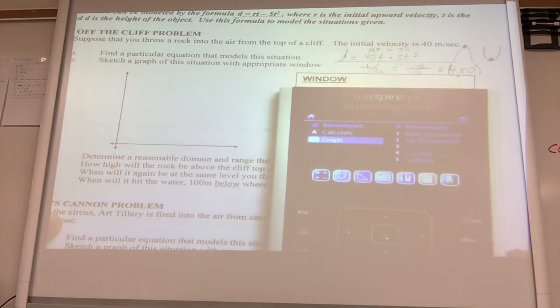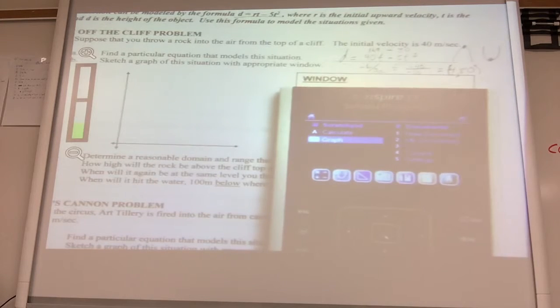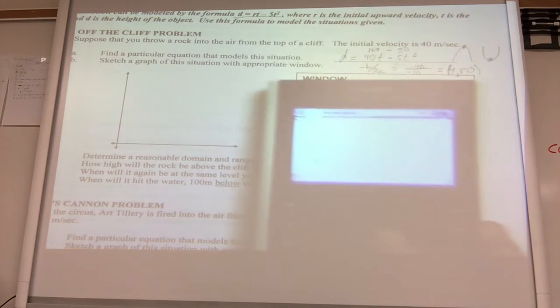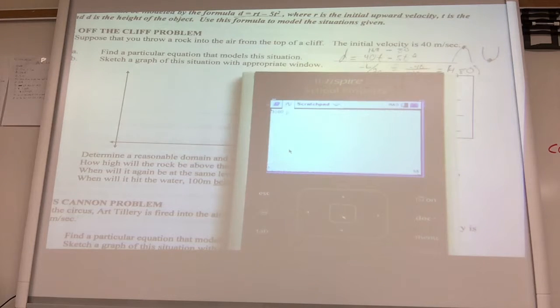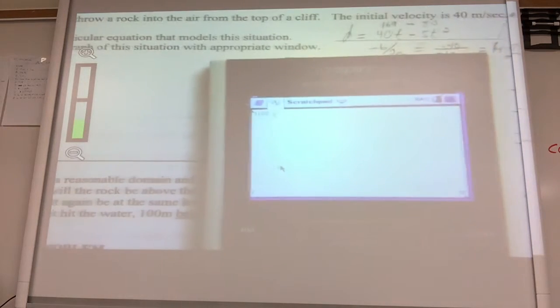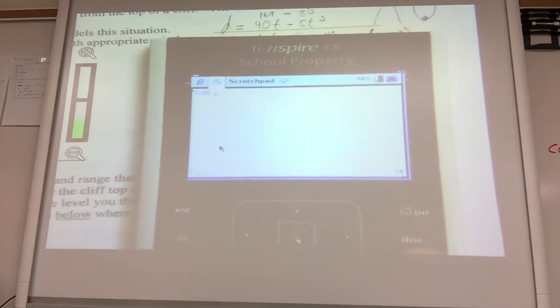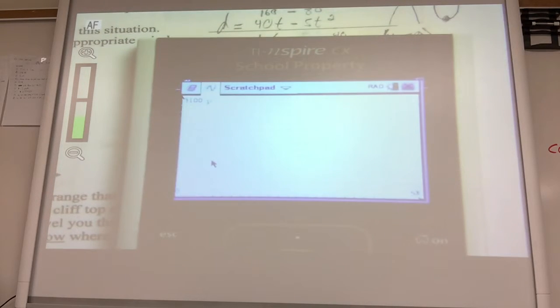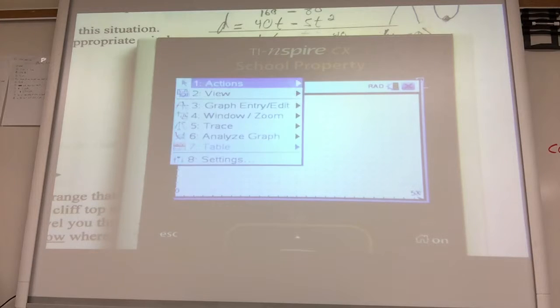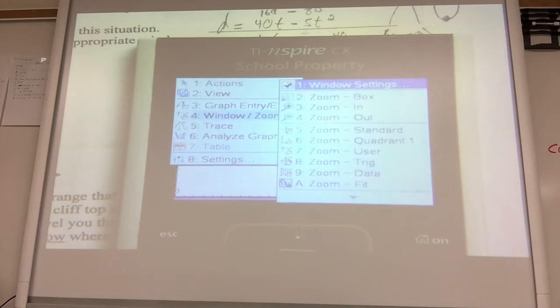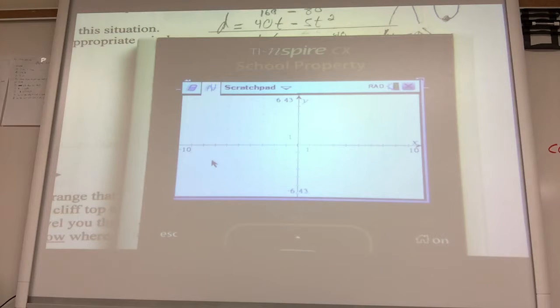So graph, let's see. There we go. It's going a little bit slow. I want to clear this out, whatever we've got going on here. All right, there we go. Menu, I'm going to go to window, a standard setting. Okay, now I'm going to type this in. So I've got 40x minus 5x squared. And sure enough, it does go up at 0, and you can see that.